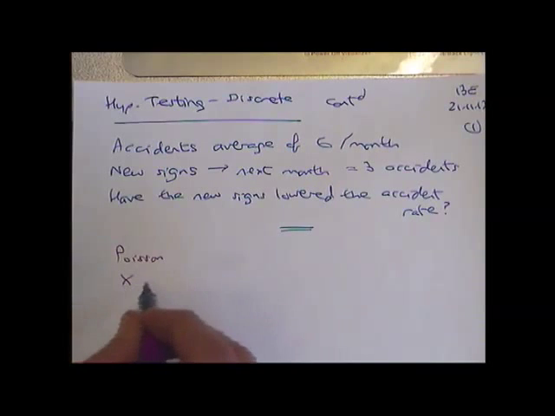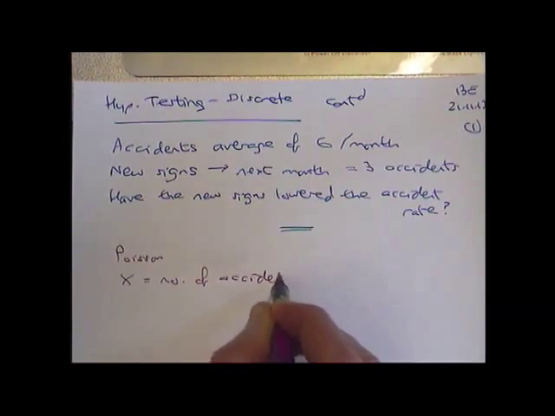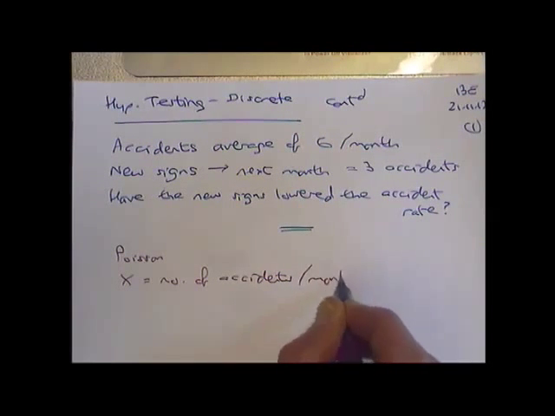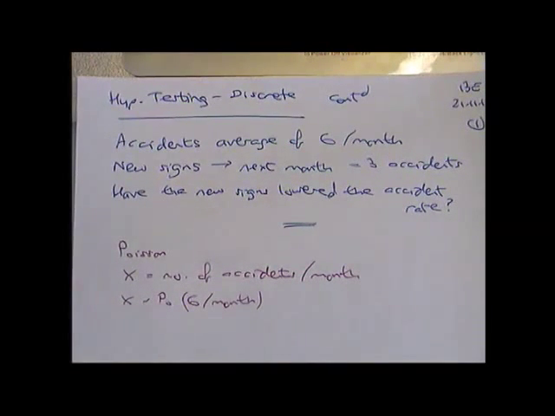So let's define a variable. X is going to be the number of accidents a month, and we will say that X is going to be Poisson at 6 a month. That's under the null hypothesis. So our null hypothesis is going to be that lambda is 6. Our alternative hypothesis is that, well, the new signs have lowered the accident rate. So what will be, a lambda less than 6? Okay, so we're doing a one-tailed test.